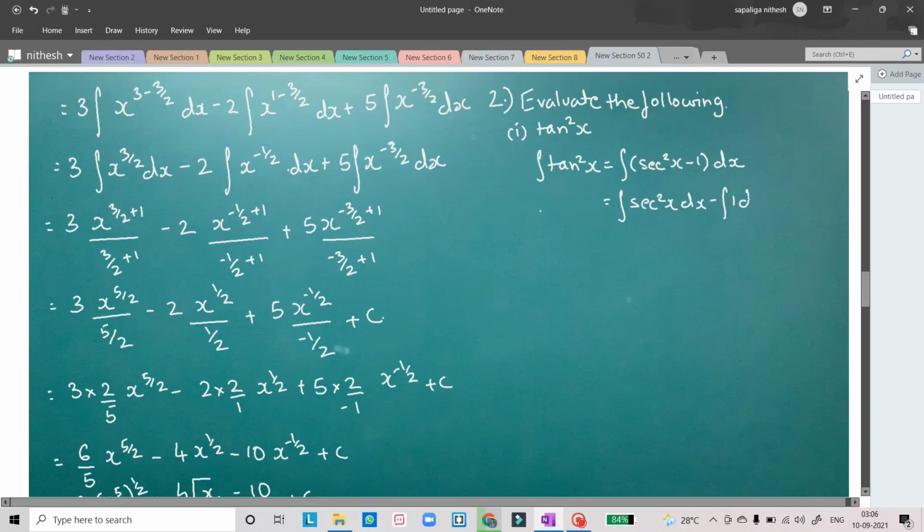We'll integrate each function: integral sec square x dx minus integral 1 dx. So the integration of sec square x is tan x, and the integral of 1 is x. So tan x minus x plus c.